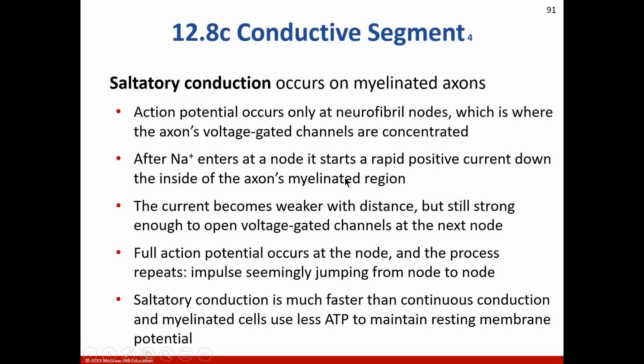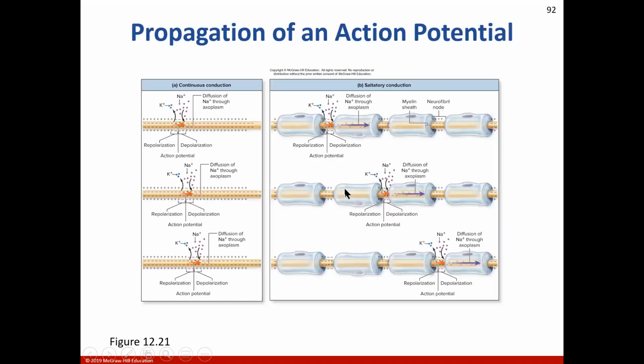Saltatory conduction means jumping or leaping from node of Ranvier to node of Ranvier. Again, we don't have to memorize this. This is just showing you. This is unmyelinated and the time it's going to take. This is myelinated, where the impulses jump. They don't really jump. They kind of travel across and go from node to node to node to node.